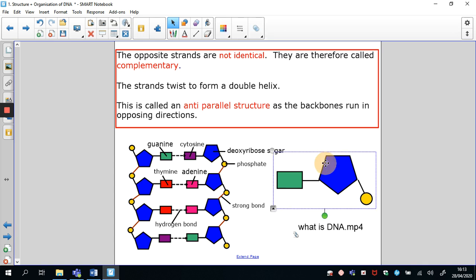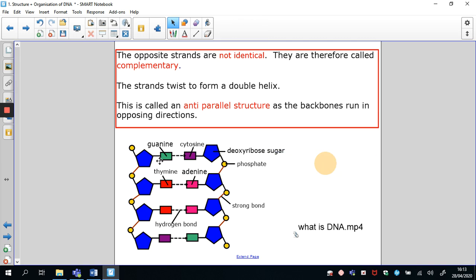So I'm just going to get rid of that thing that I've just done. So we can see that our two strands aren't identical, they are complementary. And there's another term that refers to it, which is being an anti-parallel structure. Anti-parallel because although they look like parallel lines, one is running in the complete opposite direction, so they're sometimes referred to as anti-parallel. Okay, right, we're going to watch a wee clip to give you a break from my voice.